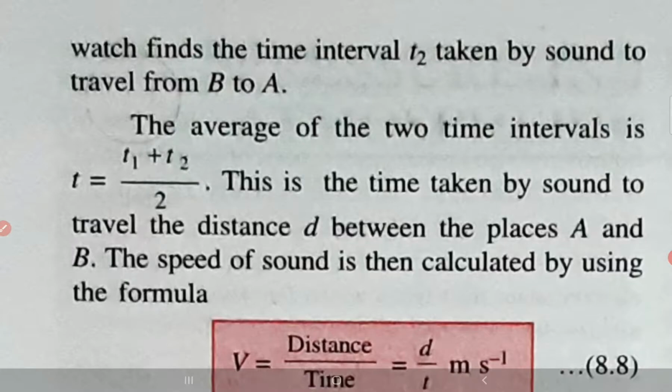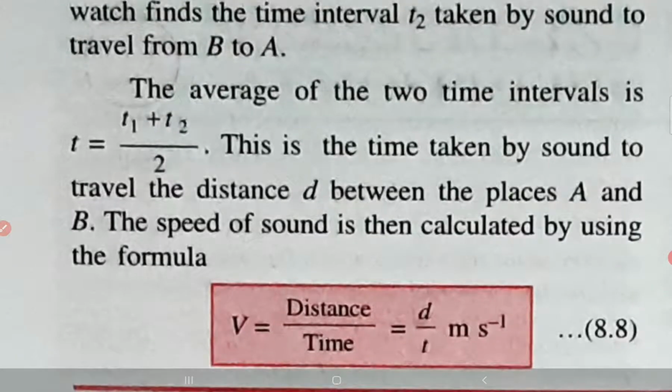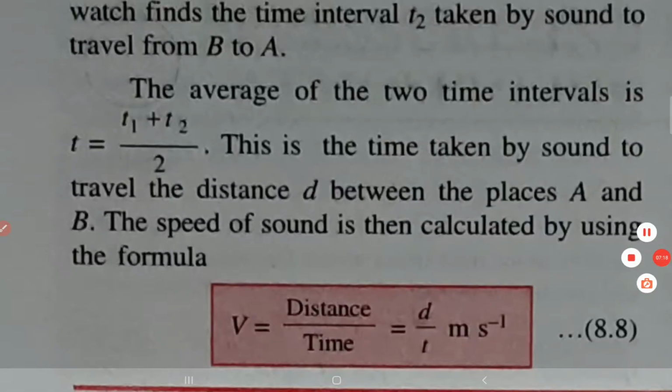The average of the two time intervals T is taken. This is the time taken by the sound to travel the distance D between the places A and B. The speed of sound is then calculated by using the formula V equals distance by time. Here the average time is taken to counteract the direction of the wind, right, from both the sides. So let us go to the picture, right, and then try to understand.